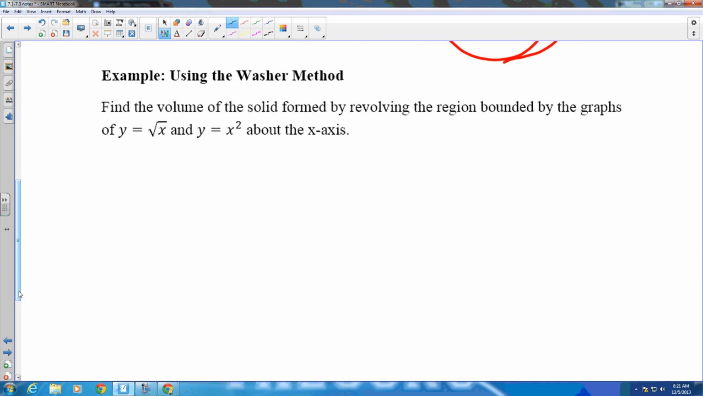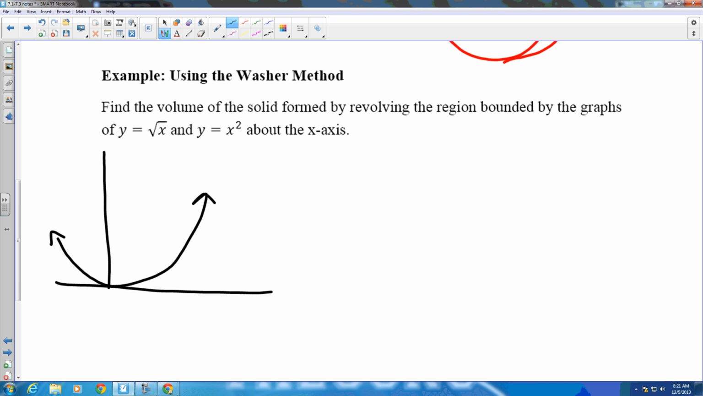So we're going to find the volume of a solid formed by revolving the region bounded by the graphs of the square root of x and x squared. So x squared looks like that, and square root of x looks like that. So this is x squared, this is the square root of x, and this is our region between them, and we are revolving this about the x-axis.